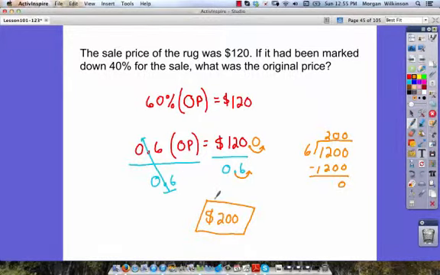When we're solving these problems with markup and markdown, it's really important that we read the question carefully, because the most difficult part is writing out our equation. Once we've got that, we can solve, but we need to take our time to make sure we get the equation correct.